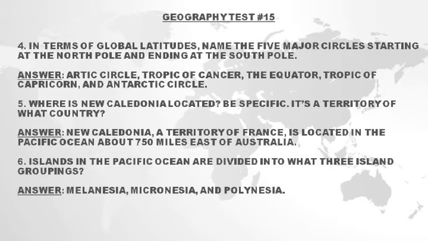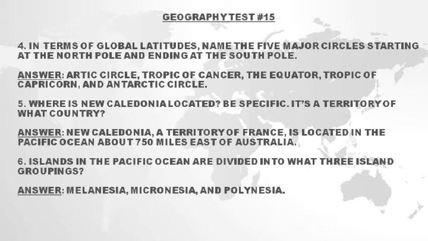Question 4. In terms of global latitudes, name the 5 major circles starting at the North Pole and ending at the South Pole. The answer: starting at the North Pole, you have the Arctic Circle, then the Tropic of Cancer, the Equator, the Tropic of Capricorn, and the Antarctic Circle. And I'll show you a photo at the end of the presentation that shows you a map of the world, not only in terms of latitude, but also longitude as well. Between latitude and longitude together, that's what gives you the location of sites around the world.